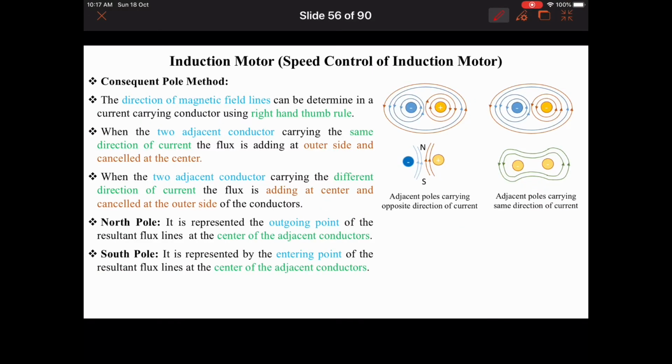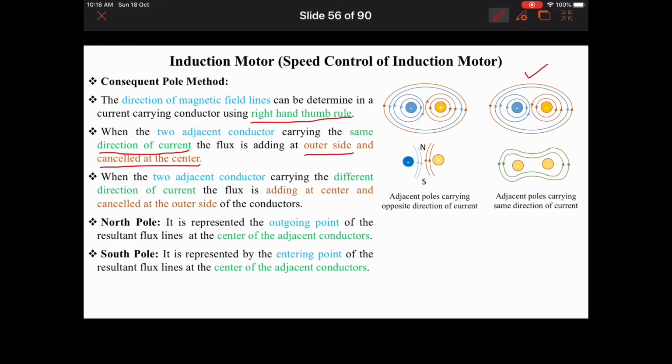Consequent pole method for speed control of induction motor. The direction of magnetic field lines can be determined in a current carrying conductor using the right hand thumb rule. When two adjacent conductors carry the same direction of current, meaning either we are considering that the current is going in or current is going out, in both cases the flux is added at the outer side and cancelled at the center.